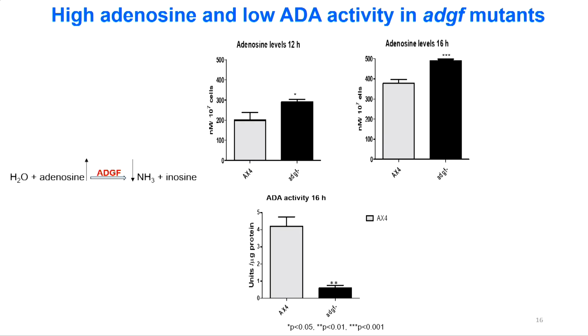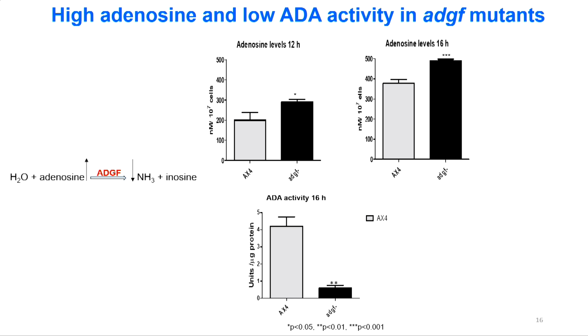Then, coming back to this, so what is happening here? Here you have a block. If you have a block, adenosine levels are going to go up and ammonia levels are going to go down. So we checked the adenosine levels using a commercial kit, and the adenosine levels at the 16th hour are significantly higher in the mutant compared to wild type. This is total adenosine. This is not extracellular adenosine. And the ADA activity also comes down.